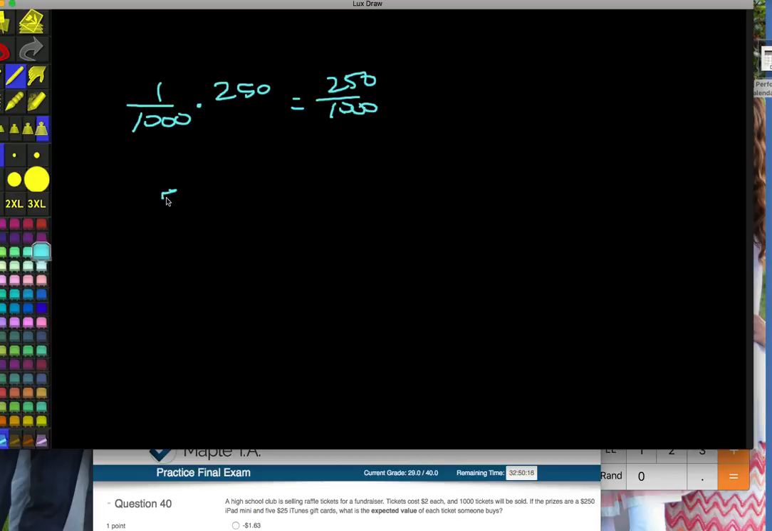Okay, same thing here for the 5 gift cards. So I have a 1 out of 1,000 chance. Actually, I have a 5 out of 1,000 chance because they're going to draw 5 of those. 5 out of 1,000 chance times 25 because they're worth $25, okay? So that's, well, it'd be 125. So 5 times 25 is 125 divided by 1,000. I'm going to add this. Well, let me calculate the numbers first.